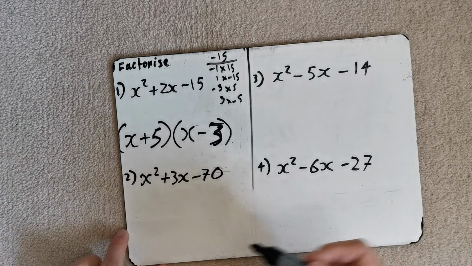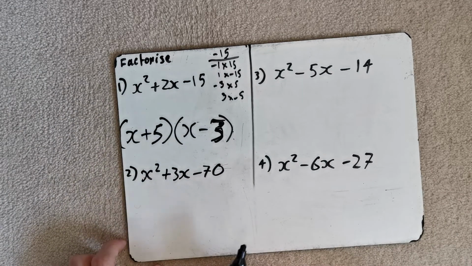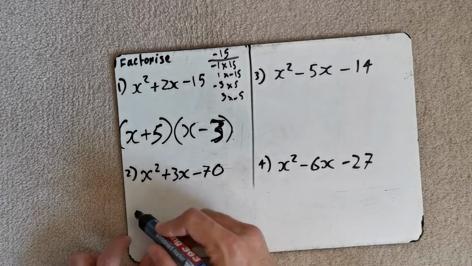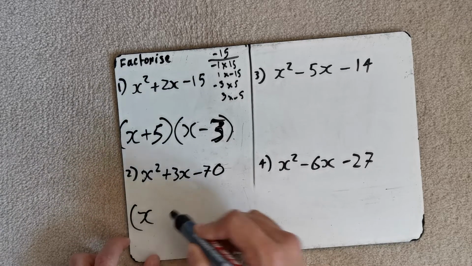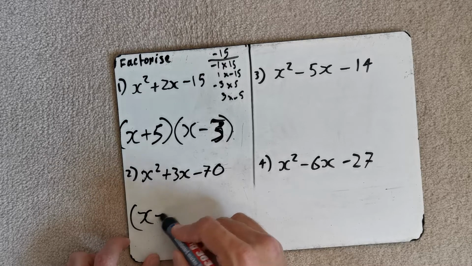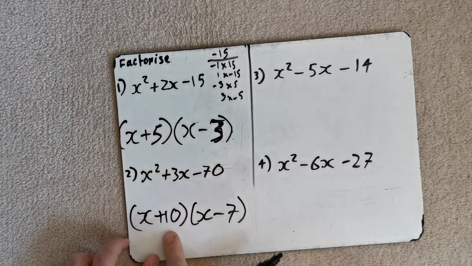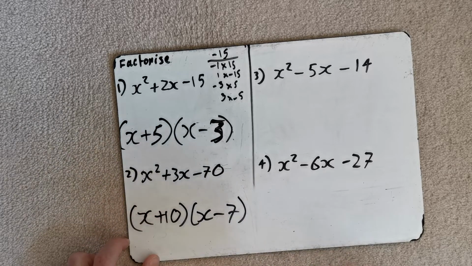Okay, this one. Right, what multiplies to make minus 70? We're going to be here for a while if we keep going on with listing the factors. I'm just going to give you the answer right now. It'll be x plus 10 and x minus 7. Because plus 10 add minus 7 would give you 3.